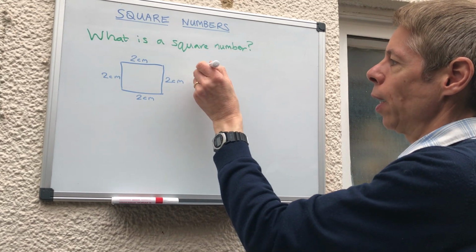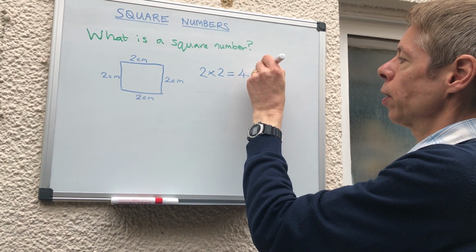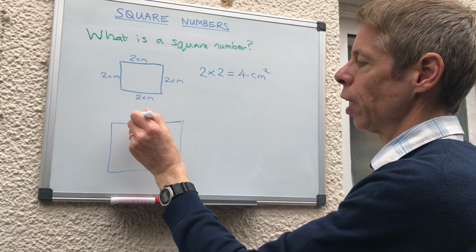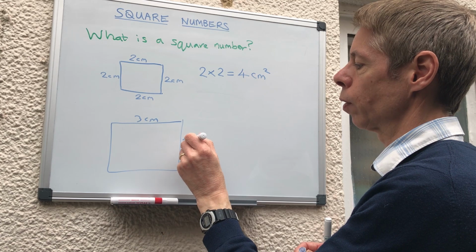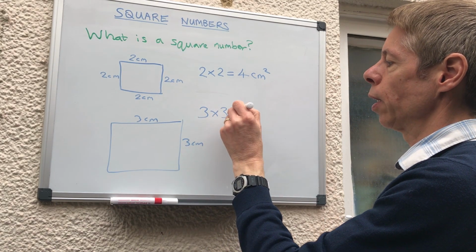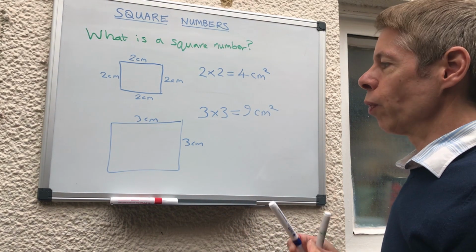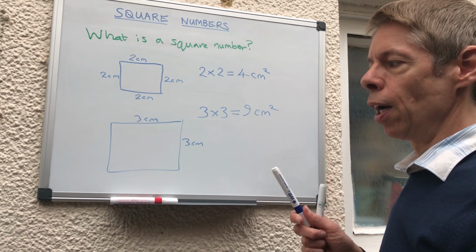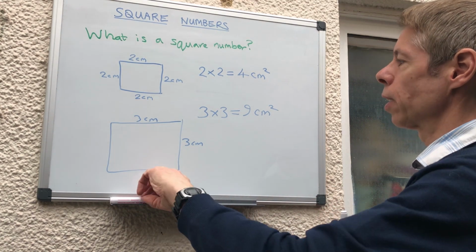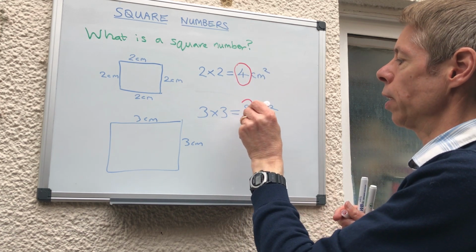The area of that square would be 2 times 2, which would be 4 centimeters squared. Or imagine another square which has sides which are 3 centimeters long. The area of that square would be 3 times 3, which would be 9 centimeters squared. So when we think of square numbers, to try and remember what they are, if we think of squares, the square number is, in this case, 4 is a square number. In this case, 9 is a square number.